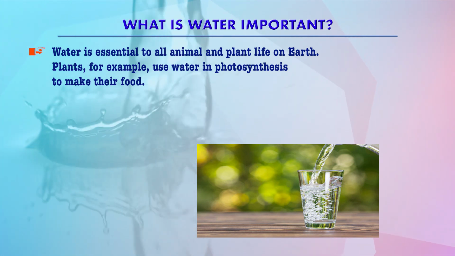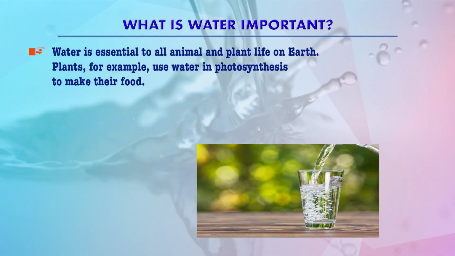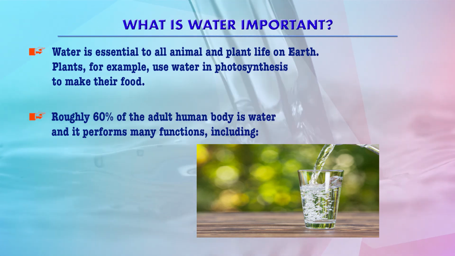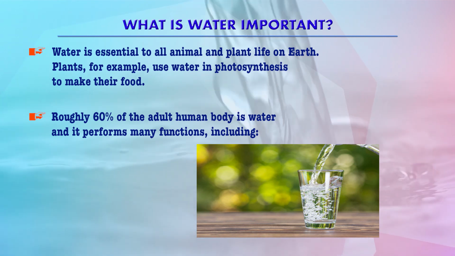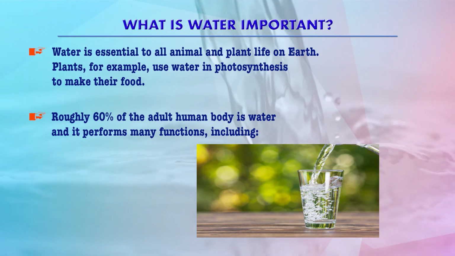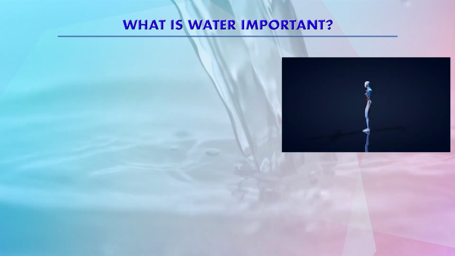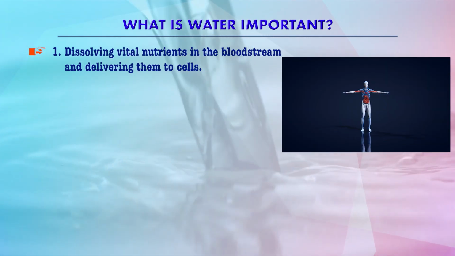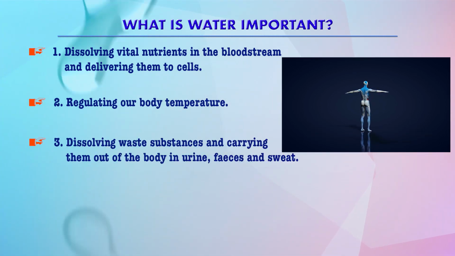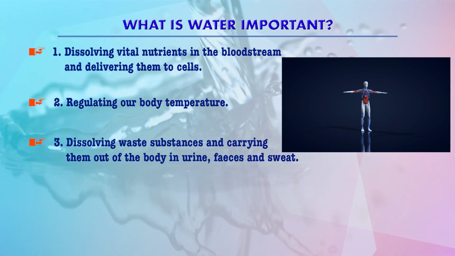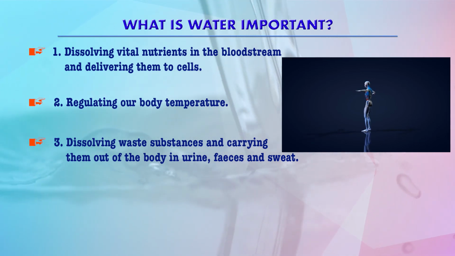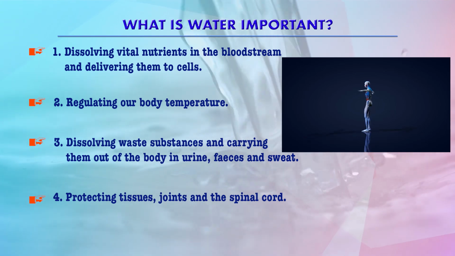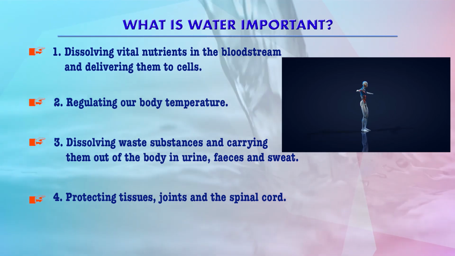Plants, for example, use water in photosynthesis to make their food, and approximately 60% of the adult human body is made up of water. It performs all functions including dissolving nutrients in the bloodstream and delivering them to cells, regulating our body temperature, dissolving waste substances and carrying them out of the body in urine, feces and sweat. It also helps in protecting the tissues, joints and the spinal cord.